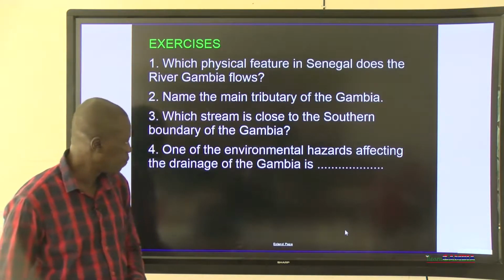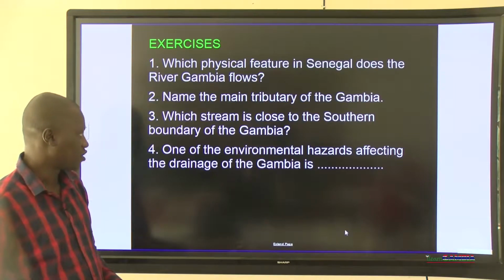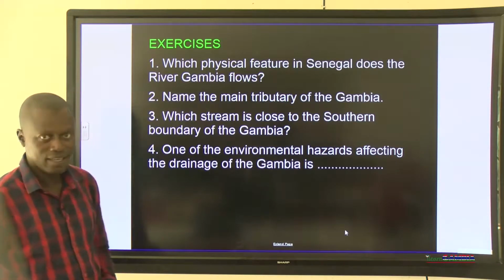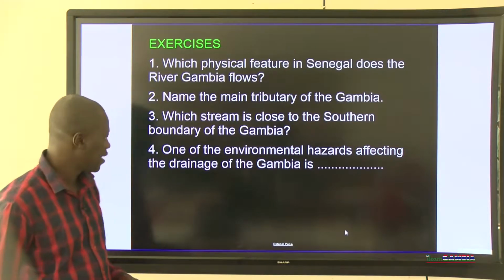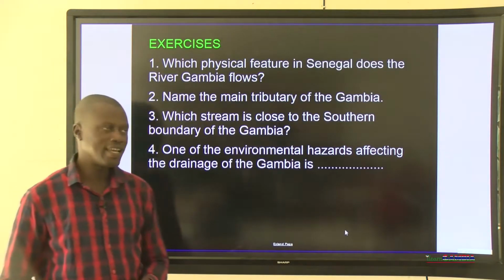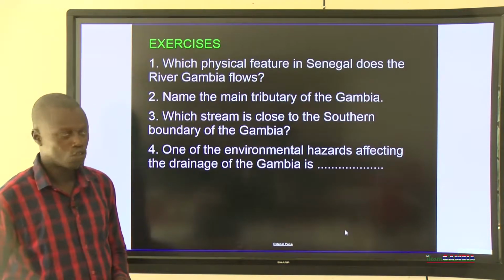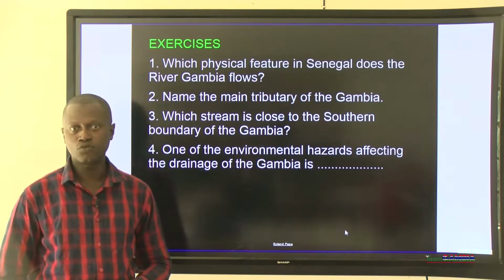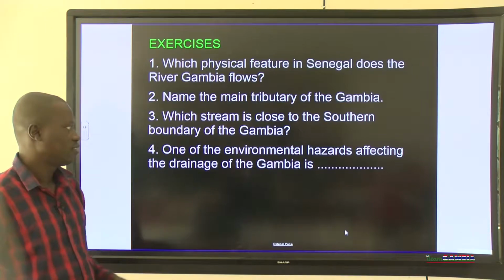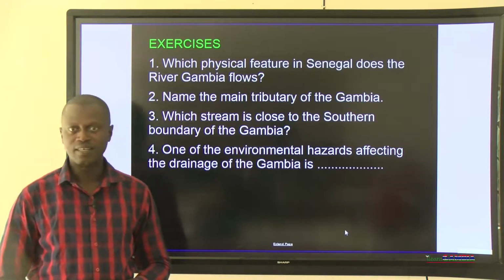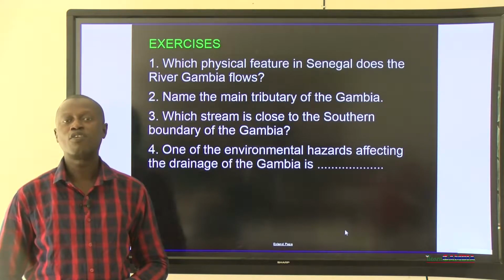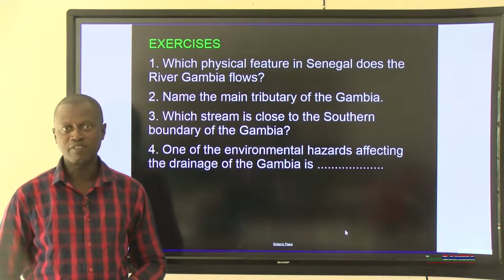Question number 4. One of the environmental hazards affecting the drainage of the Gambia is salt water intrusion. This is seriously affecting the drainage of the Gambia, more especially along regions where rice cultivation is carried out.